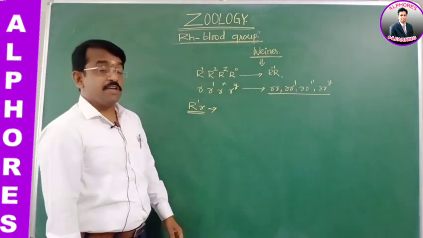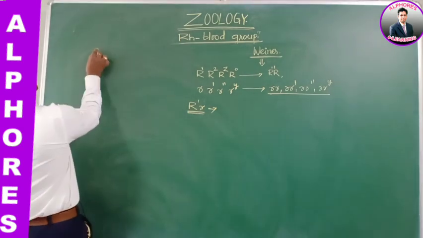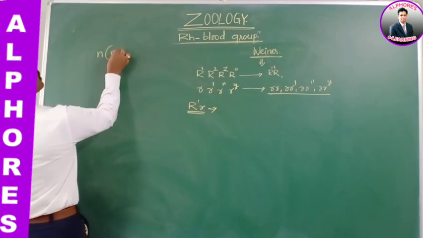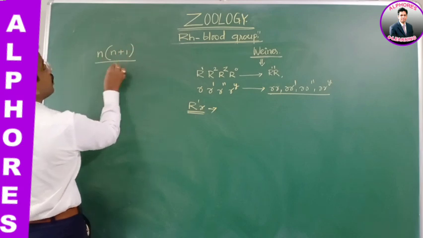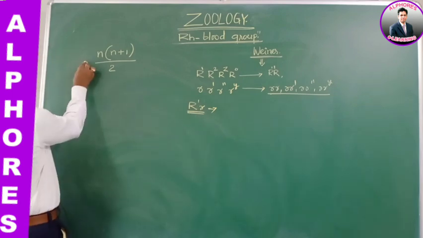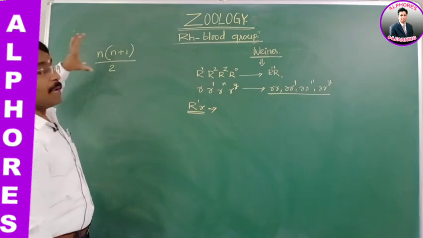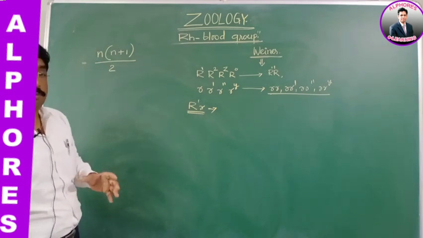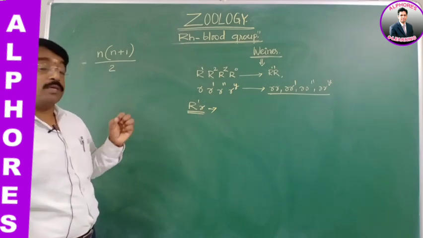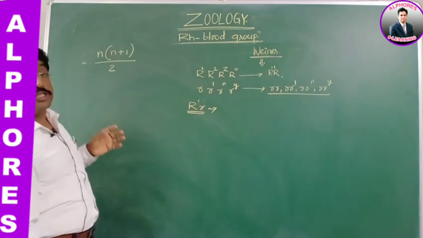That is, if the number of alleles are 2, the number of genotypes are 3, which we have done based on a mathematical expression n into n plus 1 by 2. Is it right? Yes. N into n plus 1 by 2 is a mathematical expression, a formula to determine the number of genotypes. So in this connection, we also see such type of genotype.